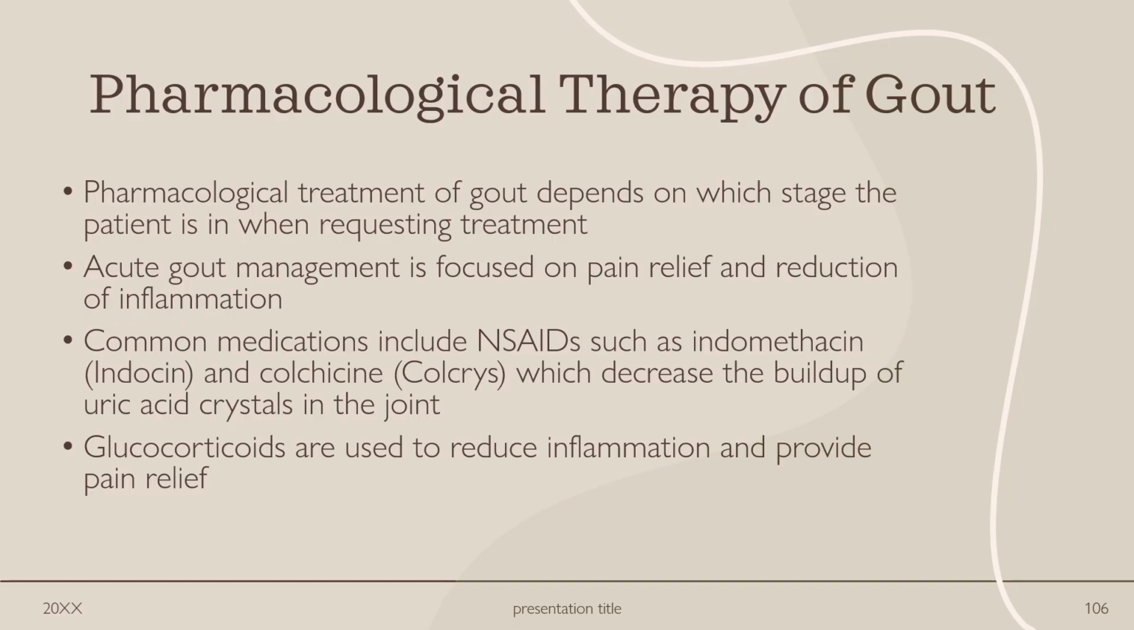Pharmacological treatment of gout will depend on which stage the patient is in when they seek treatment. Acute gout management is focused on pain relief and then the reduction of the inflammation. Common medications will include NSAIDs such as indomethacin, otherwise known as Indocin, and colchicine, which will decrease the buildup of uric acid crystals in the joint. Glucocorticoids are used to reduce inflammation and then provide pain relief.